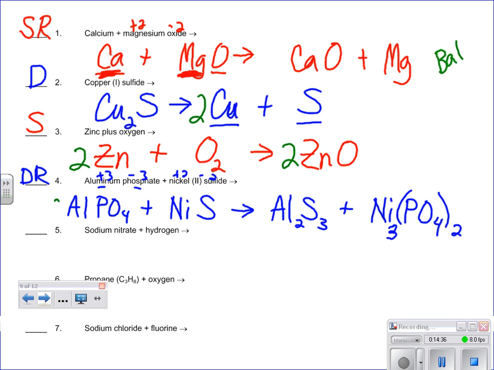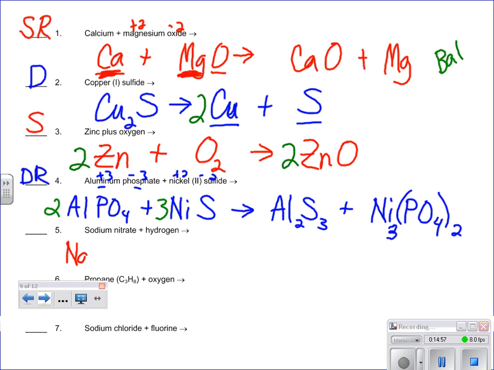And I would put a 2 here for my aluminums. I would put a 3 here for my nickels, and my sulfurs. And my phosphates look good, and my everything else looks good. So that is balanced.